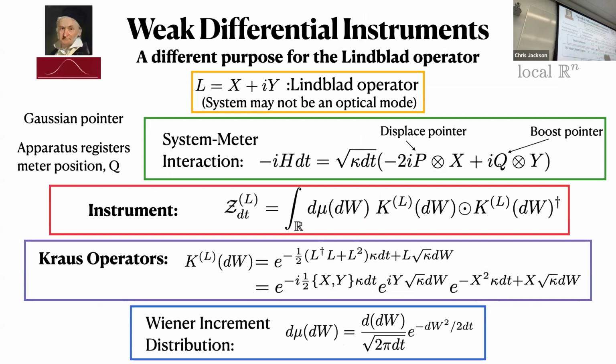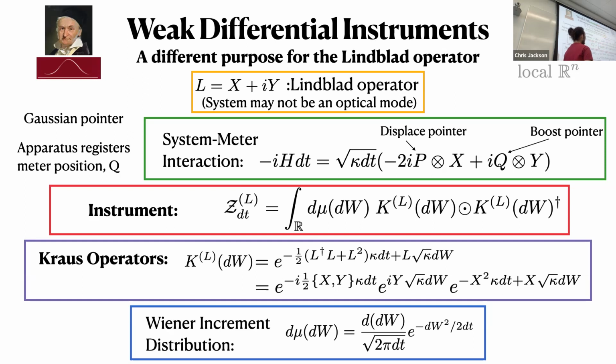Okay, so now I can introduce you to what I call differential instruments. So let L be a Lindblad operator. You don't really need to know what Lindblad means. It's just any operator, really. Sorry, I lost my train of thought. Let me start over. I'm going to consider meters that have outcomes on the real line. So I start the meter in the 0 state at the origin.